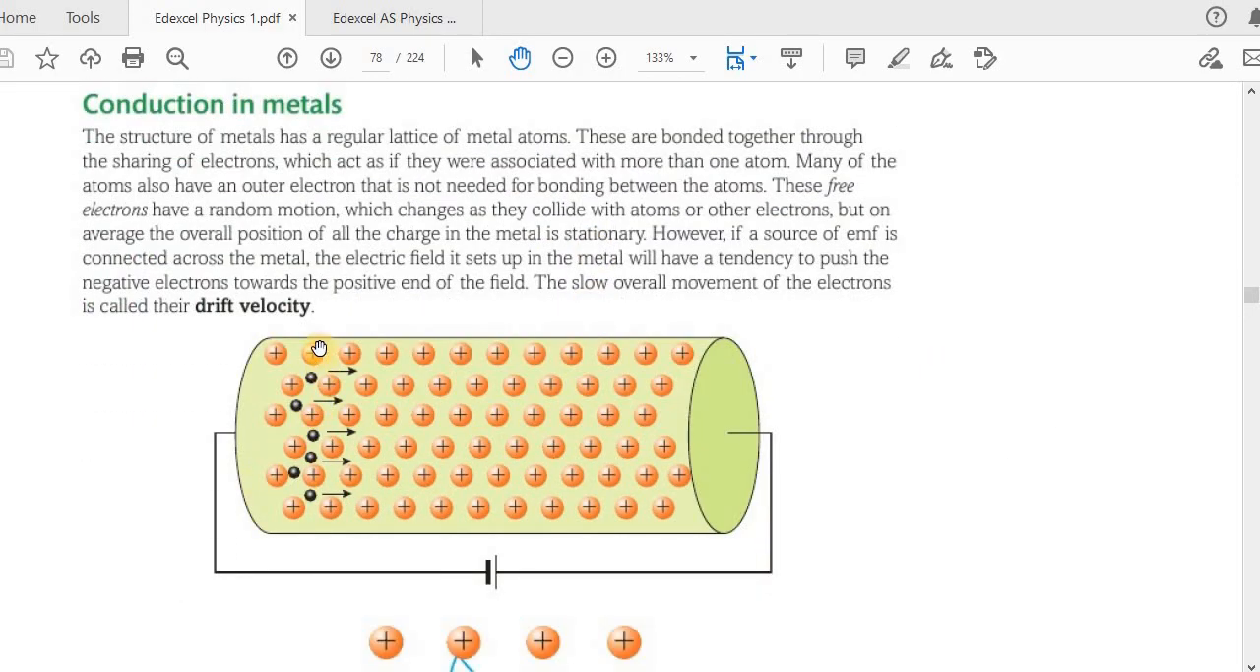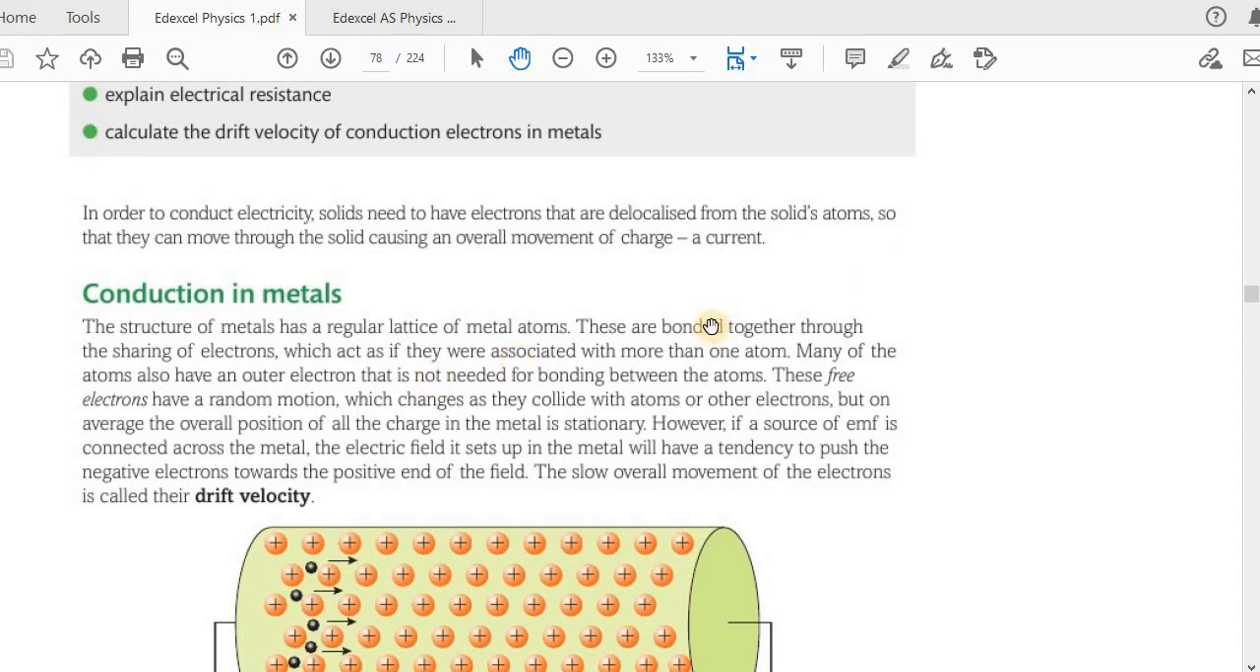You can see here the orange circles with the pluses in them are the metal ions, and the black circles are the electrons that those metal ions gave to the sea of electrons. These electrons are called delocalized electrons. They are also called conduction electrons or the charge carriers. In order to conduct electricity, solids need to have electrons that are delocalized from the solid's atoms so that they can move through the solid, causing an overall movement of charge, a current. So current is the rate of flow of charge.